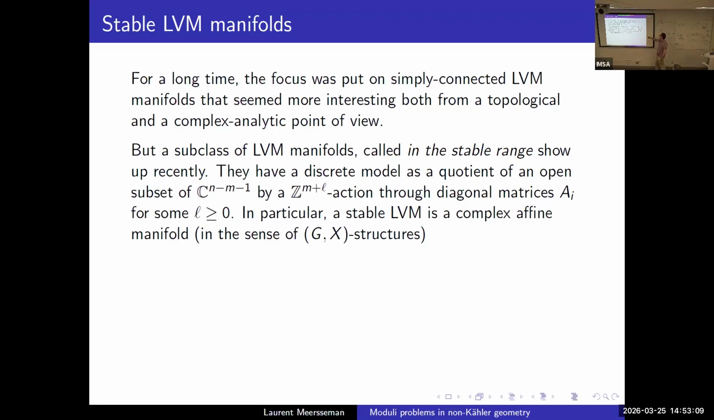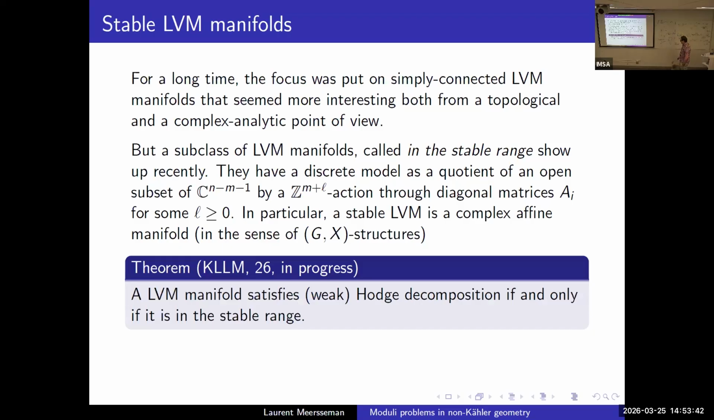Of course, you can compute the eigenvalues of these matrices from the lambda. There are some complicated formulas. So you see that even from a complex point of view, they are very different because of this nice discrete description. They are complexifying manifolds in the sense that the changes of charts are given by affine complex transformations.